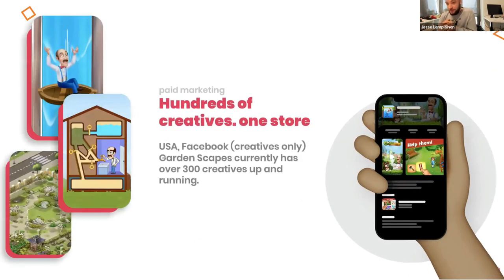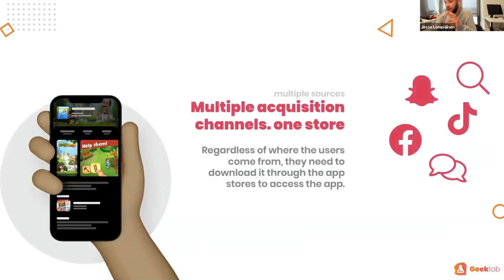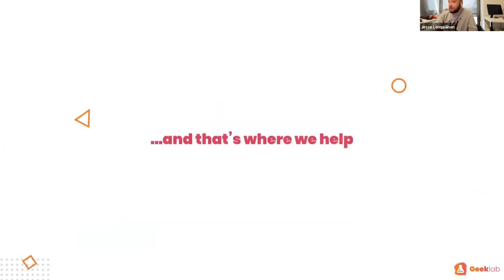So here's Gardenscapes, for example. This is the situation, right? There are over 300 creatives up and running in Facebook USA alone for Gardenscapes. That's quite a lot. And when you multiply that with all the multiple acquisition channels, there are a lot of different paths how users can end up on your page, and it can be really difficult to optimize and A/B test things on your store page and make sure that wherever the users come from, they convert to downloads. That's truly where we help as a company.